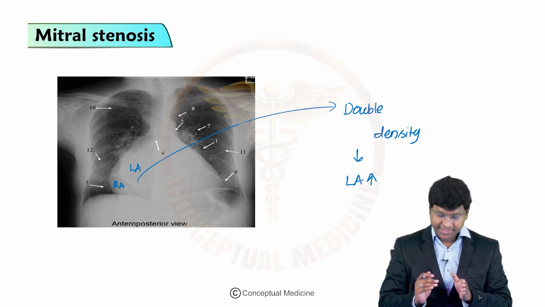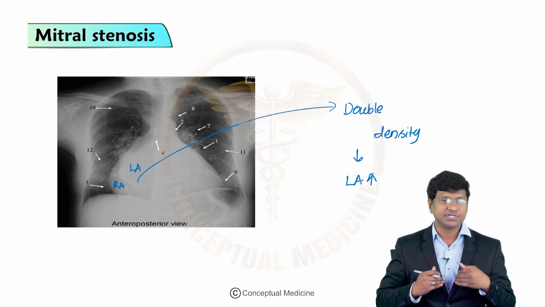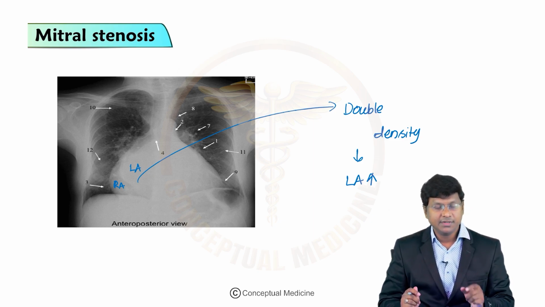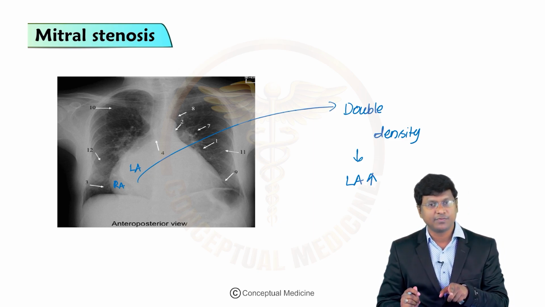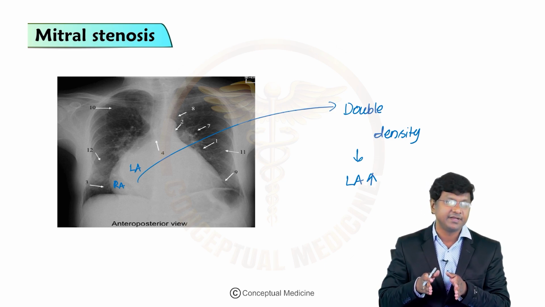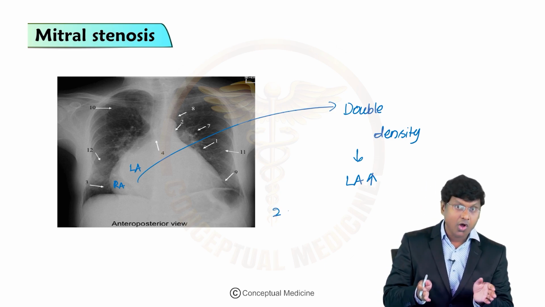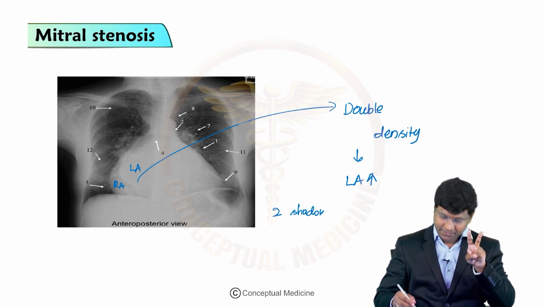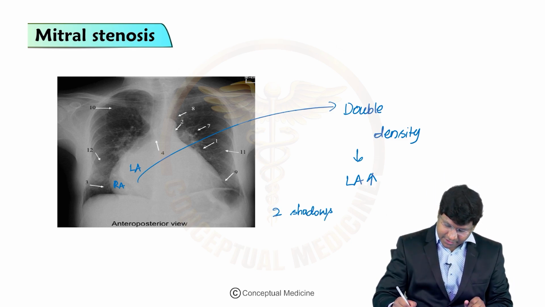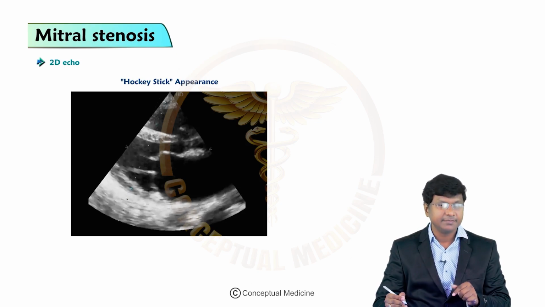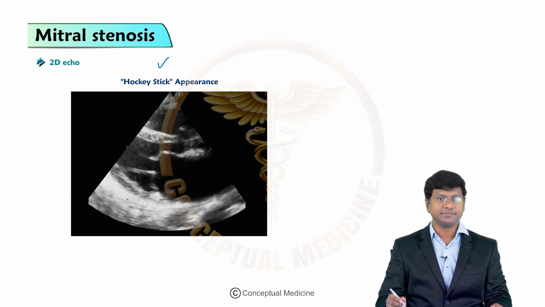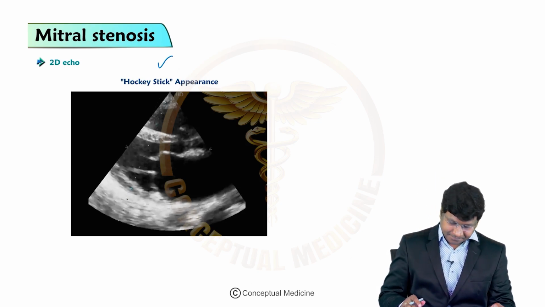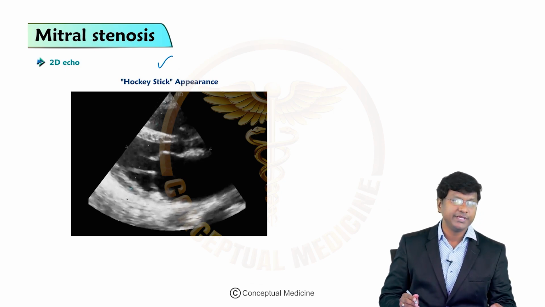Basically, the left atrium is in the retrosternal area in a normal individual. But in patients with mitral stenosis, there will be left atrial enlargement. So in the right parasternal area, you will observe two shadows. And what are these two shadows? One is your left atrium and the other one is the right atrium. Then what will be the 2D echo finding?